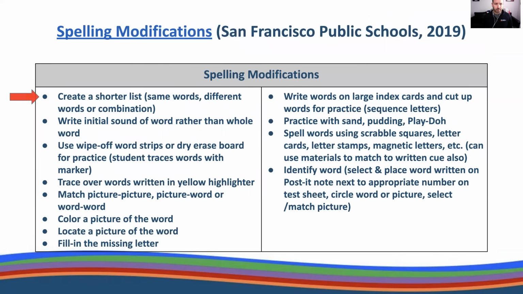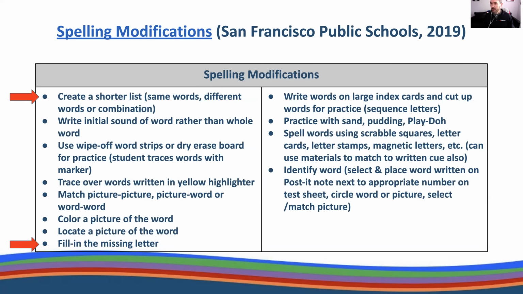With spelling, can we create a shorter list of spelling words, same words or different words or a combination? Can we have synonyms? So taking a more complex word and using a synonym that's easier to read, that would still count as a spelling modification. Can we fill in the missing letter of a word? And can the spelling list have maybe a letter in their name missing? So my name is Brent, and I'm looking at the word boat, and for me, the space would be a blank for the B and then OAT, and all I'm filling in is the B for my name.